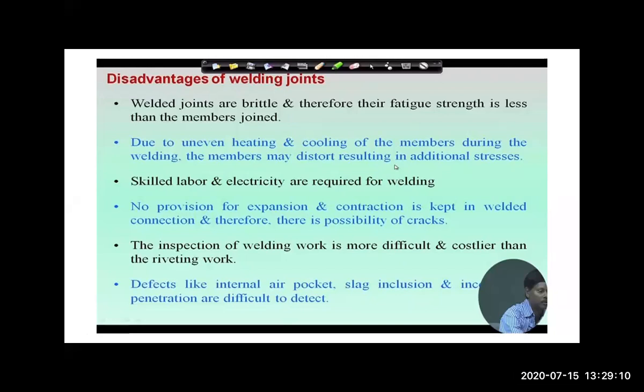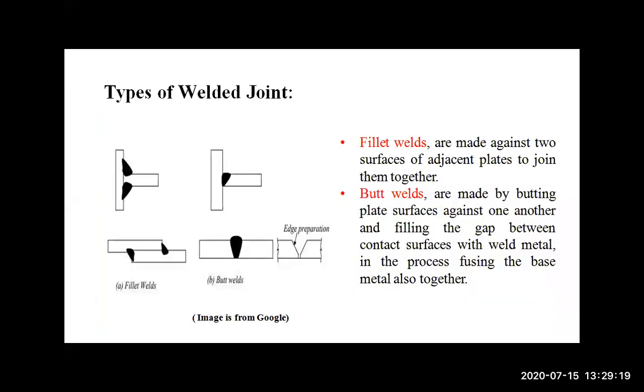So we have seen the advantages and disadvantages of the welded connection. We'll move towards the next point, that is the types of welded joints. We have to make the connection by using bolted, welded, or riveted joints. We have seen the bolted connection, so now we will see the welded connection.